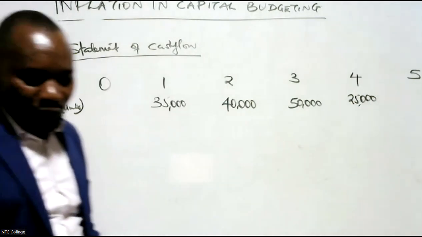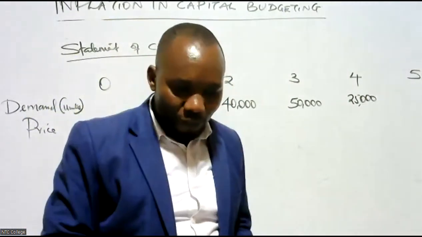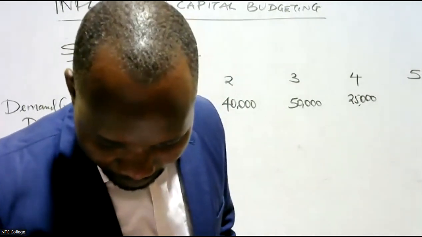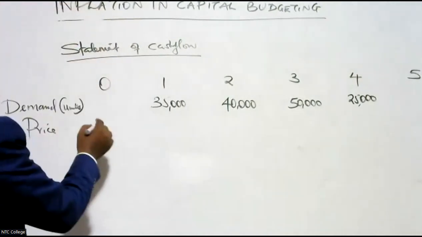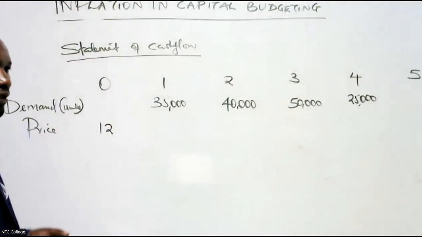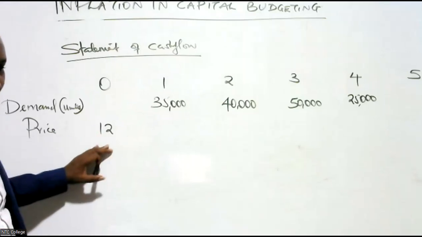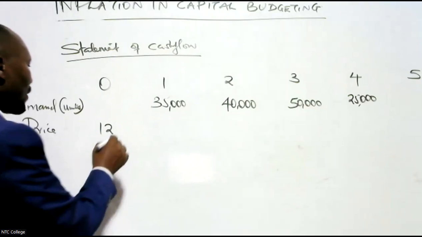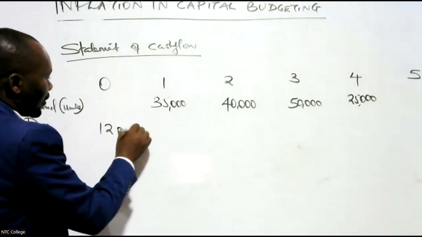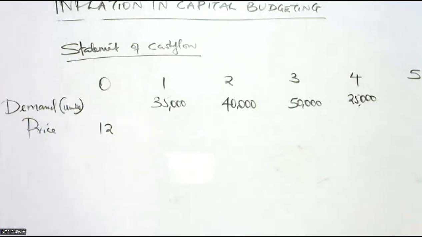So the price in the first year, what were we told? At the time we were starting the business, that is in year 1, at the beginning of the year, the price was 12. Now, 12 is not a percent, but 12 per unit. Price is not percent, but per unit. 12 shillings per unit, sorry.